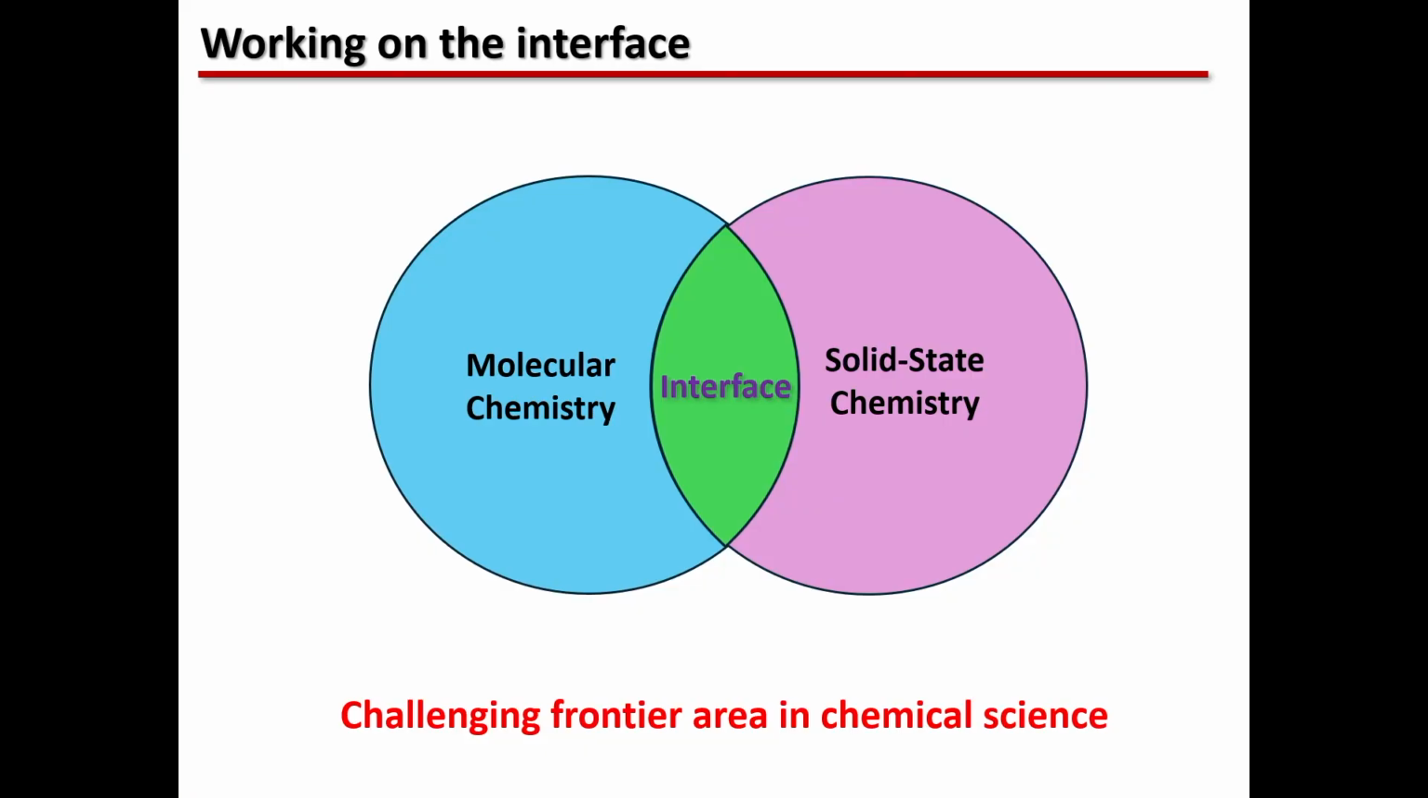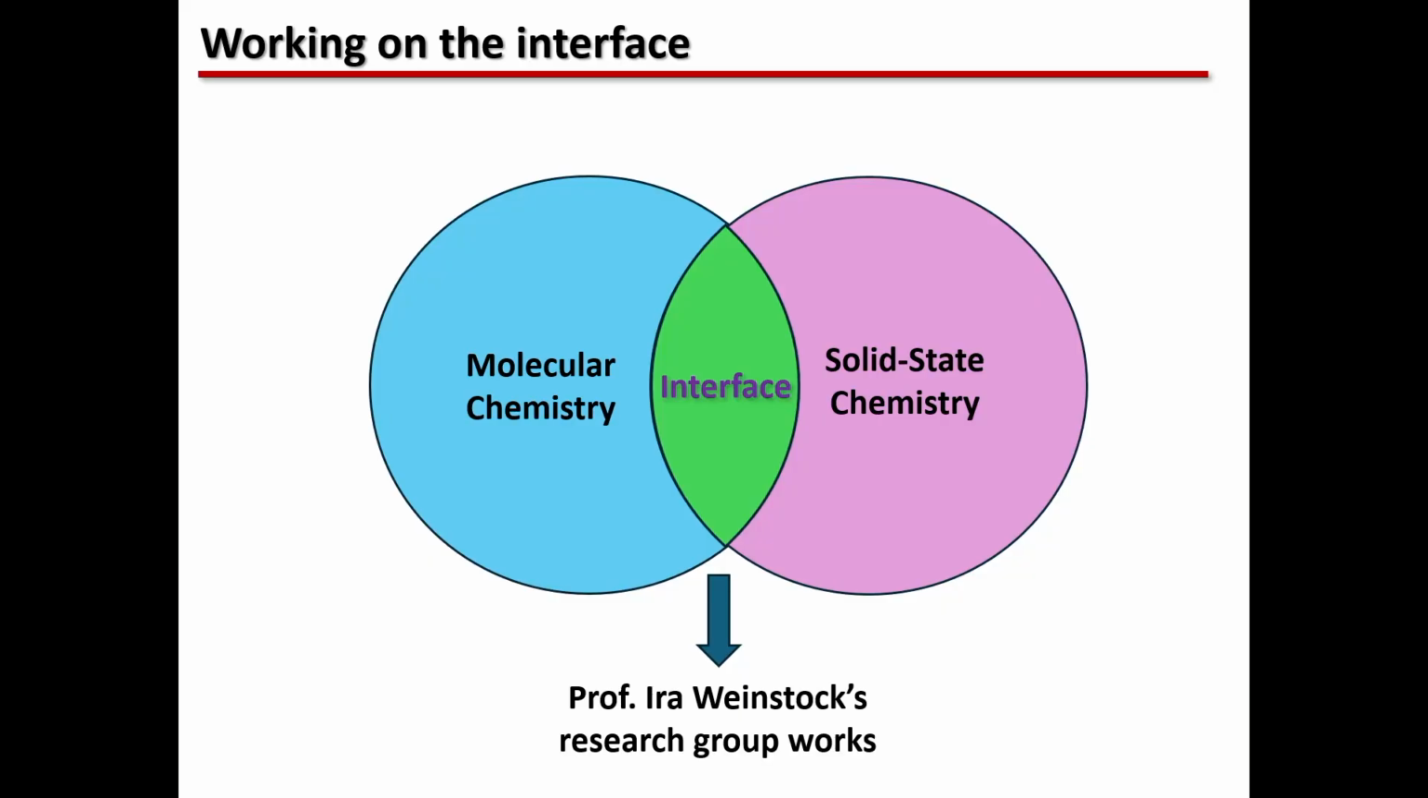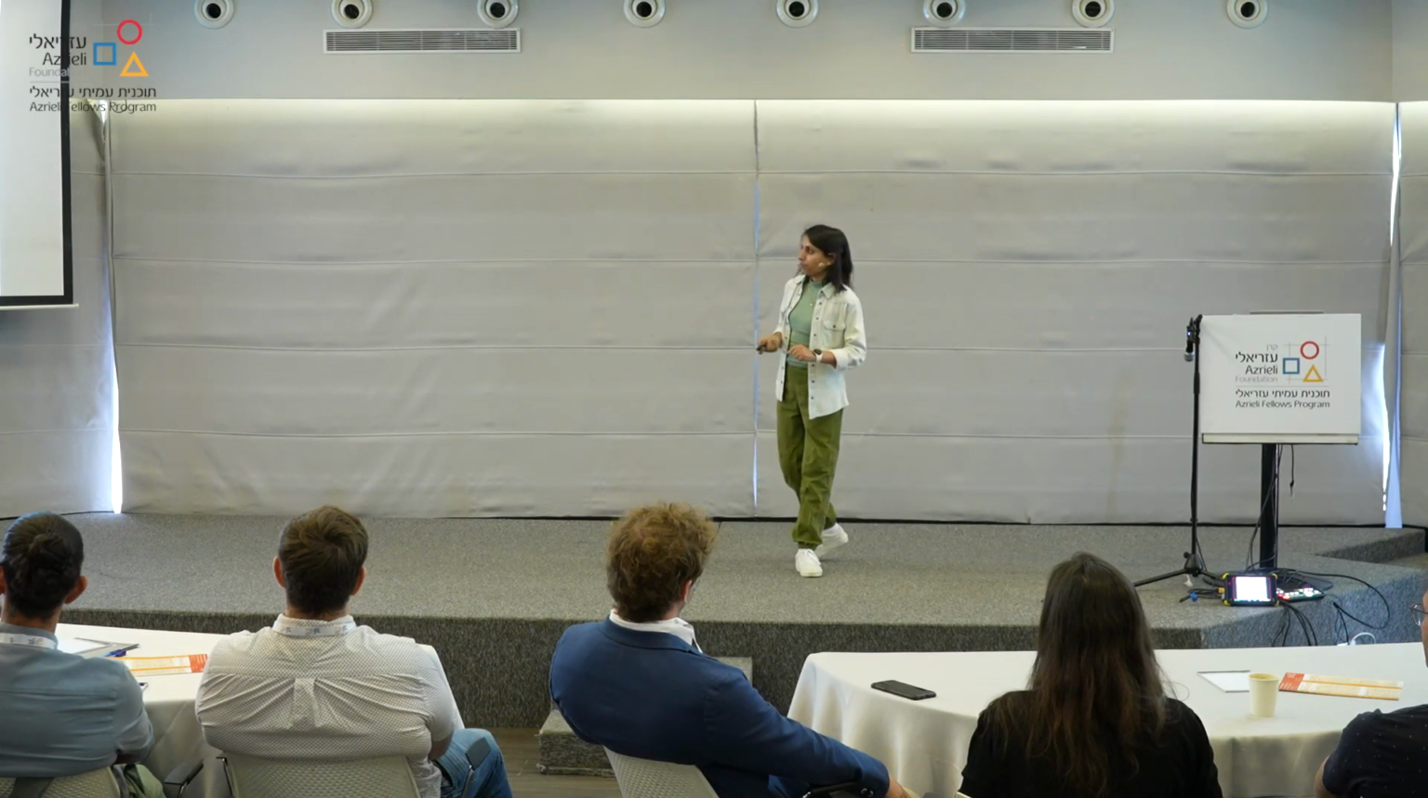Now we understand that both these chemistries have their own advantages and certain limitations. So is it possible to merge both these chemistries and make an interface, so we can use the advantages of both? It is a challenging frontier area in chemical science, and this is where Professor Ira Weinstock's research group works, on the interface of both the chemistries.